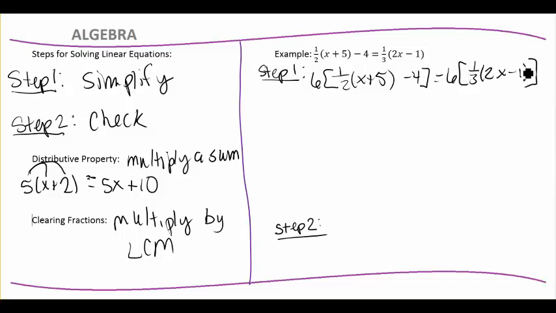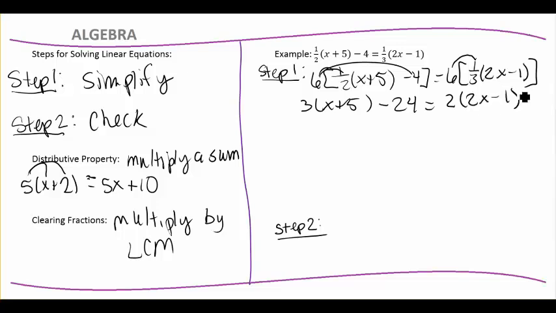And now we're going to use the distributive property. So we're going to take the 6 and multiply it by 1/2, which gives us 3 times (x + 5). And then we're going to take the 6 and multiply it by the 4, which gives us minus 24. And now we're going to take the 6 on the other side and distribute it to the 1/3. So 6 times 1/3 is 2, and that's going to be multiplied by (2x - 1).